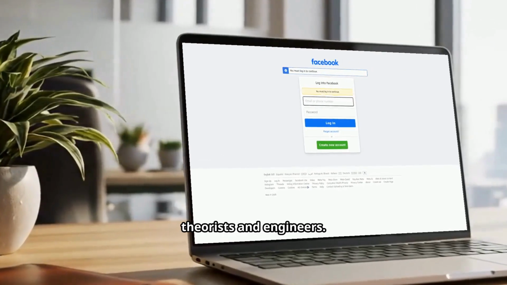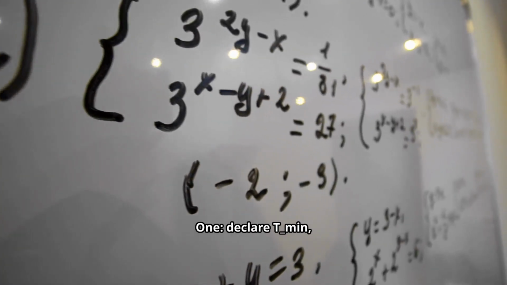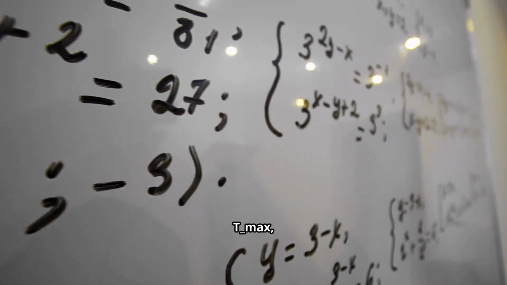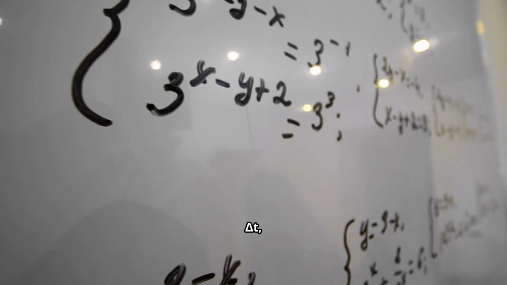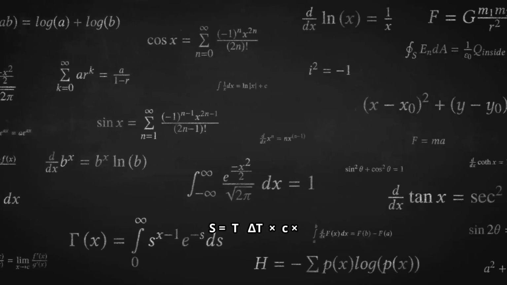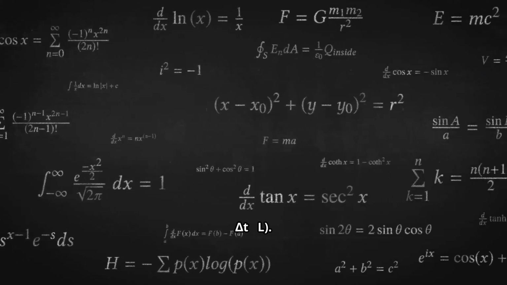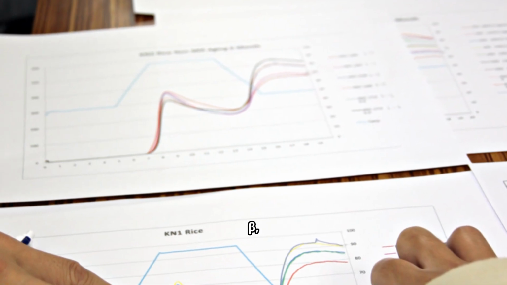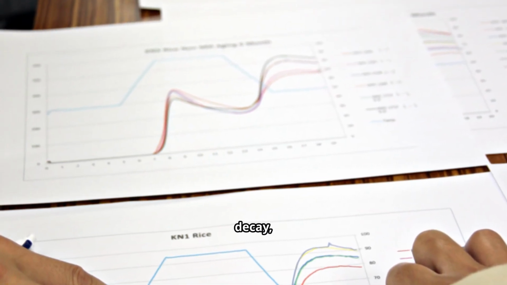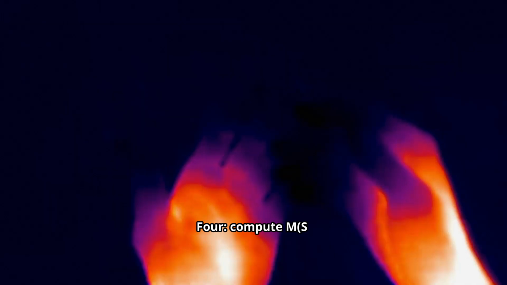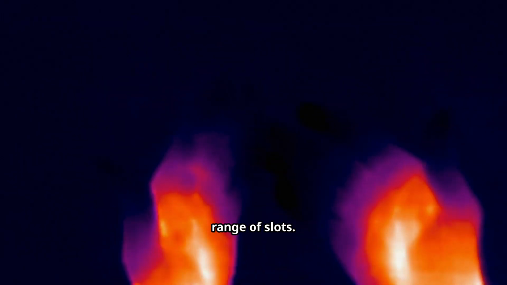Implementation checklist for theorists and engineers. 1. Declare T_min, T_max, dT, dt, L. 2. Compute S from S = T / dT times (C times dt / L). 3. Assign alpha, beta, gamma based on your system's ignition, decay, and stabilization evidence. 4. Compute M_s for your active range of slots.